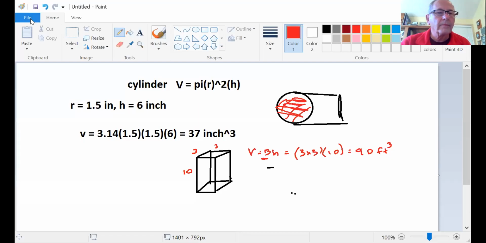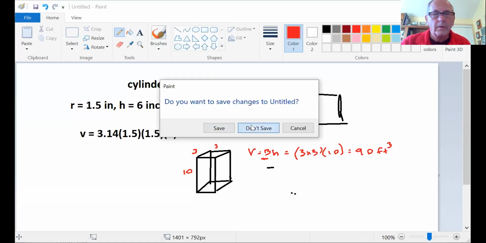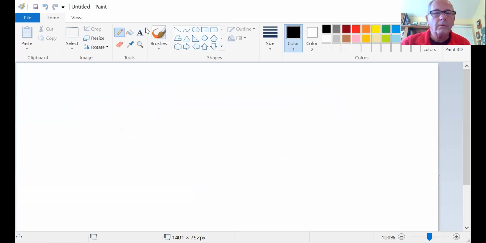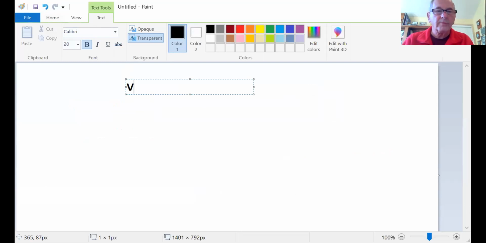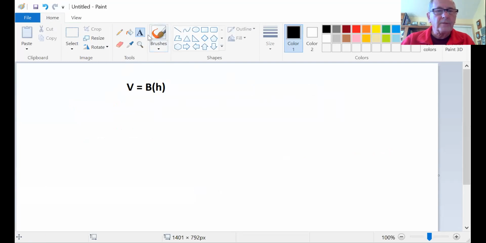Start over here. Okay, so we know that the volume of a box or a prism, whatever, rectangular prism, is equal to the base times the height, right? One way of doing it, if we know what that base is. And so I'm just going to draw that base. So I'm going to draw this thing.